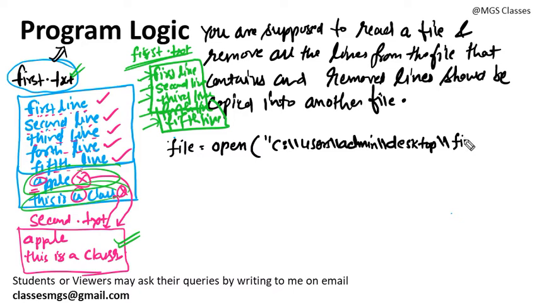Let's say first.txt I have created on my desktop. I will create it with you, and I want to open this in read mode. So I will write the R here, that means read mode. W here means write mode, A here means append mode. So there are three ways to open a file: the write mode, the append mode, and the read mode. So I am opening this first.txt in read mode, and then I am going to read all the lines.